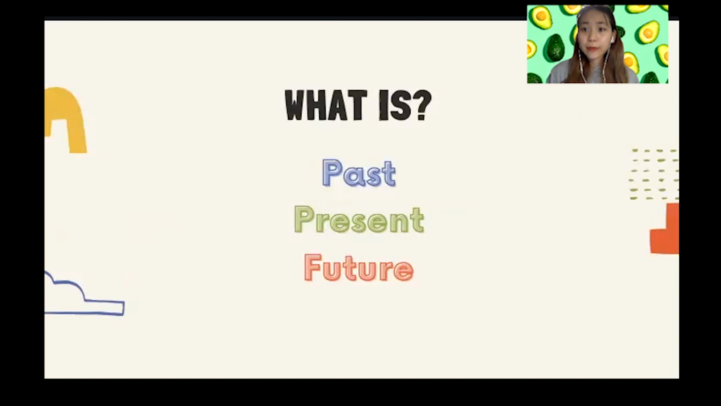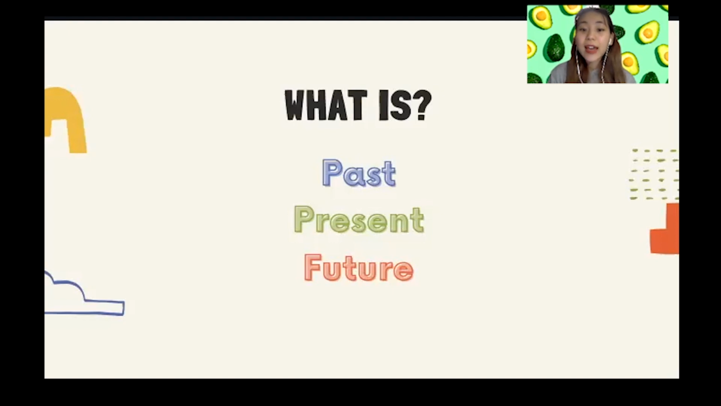So what are they? Well, the past is used to describe things that already happened. The present is used to describe things that are happening right now or things that are continuous. The future describes things that have yet to happen.